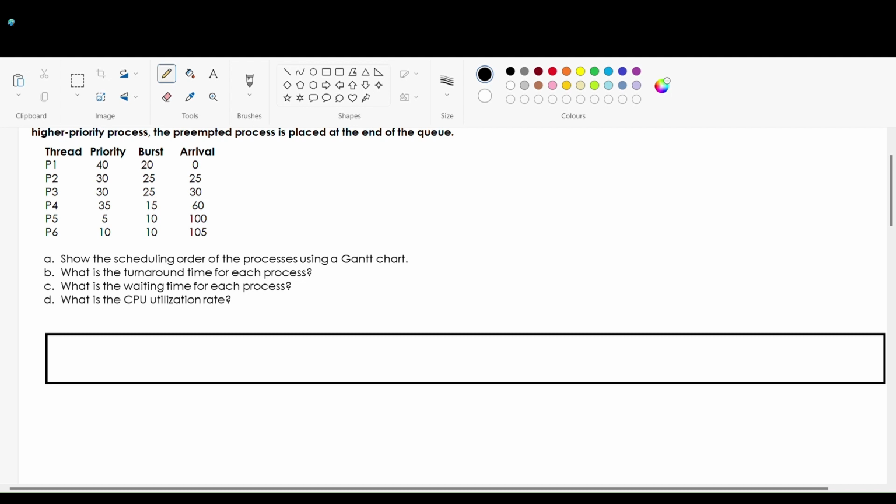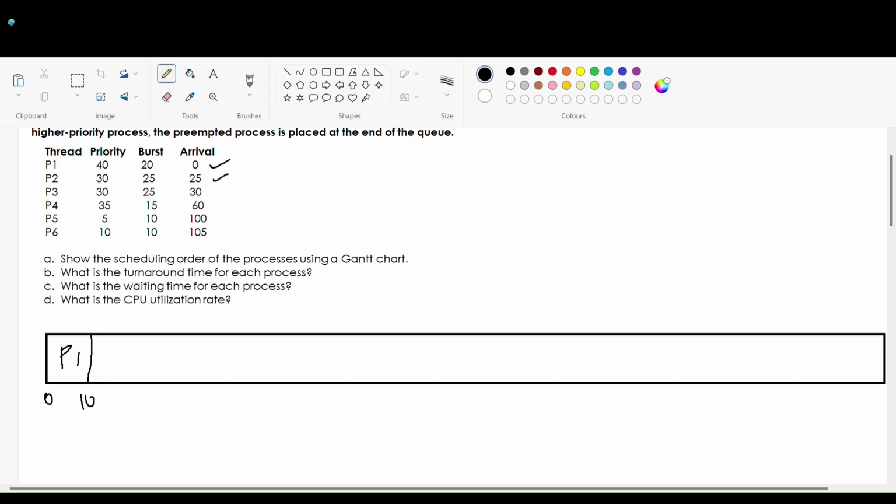Now P1 will execute from 0 to 10. At 10, no other process enters the system. The arrival times are 0, then 25, so up to 25 there was no other process. So just P1, and P1 also has high priority. P1 is alone in the system.